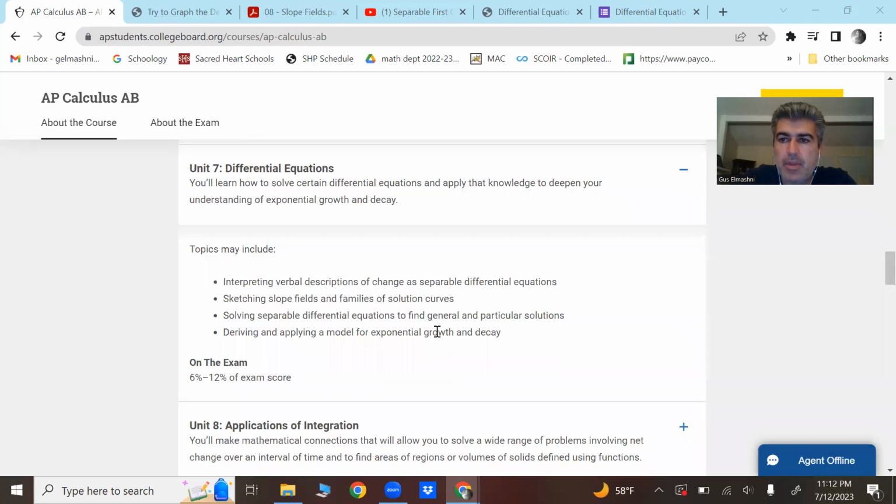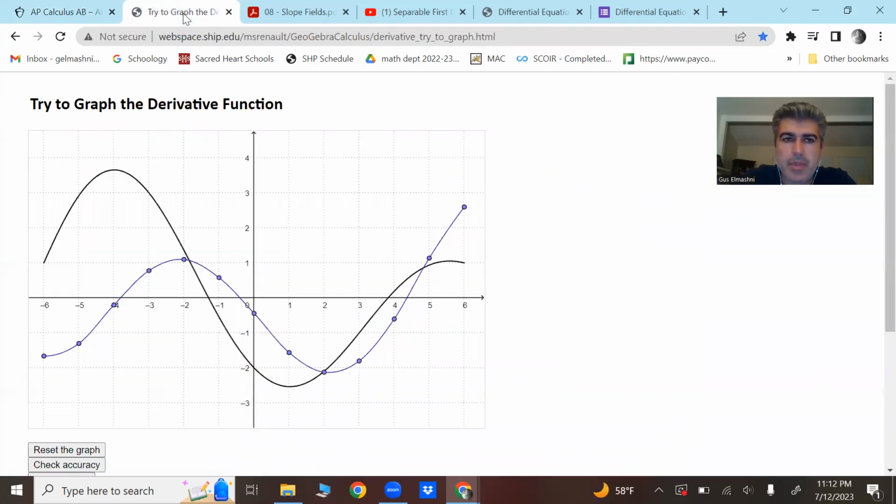So let's talk about the plan for the lesson. You and a partner will be working on a few items. The first item you'll work on will be this link here. This is where you have to graph the derivative of a function, something that you should have already mastered from a few months ago. But it's a skill that you'll need to utilize when drawing slope fields, which you'll see in just a few moments.